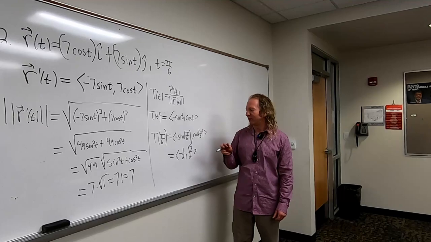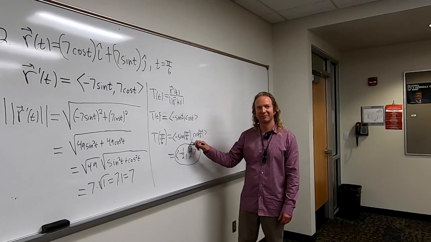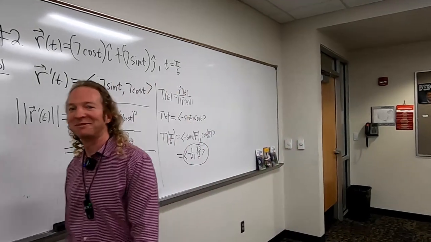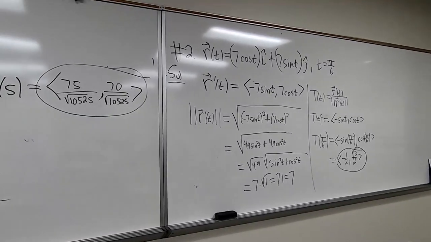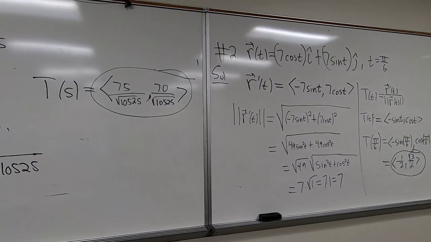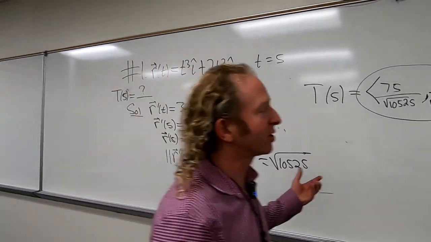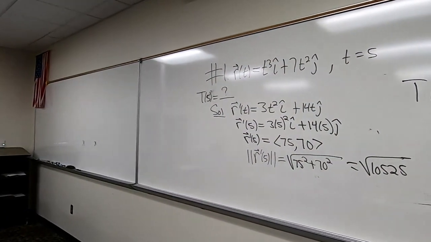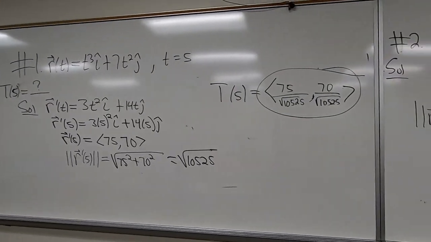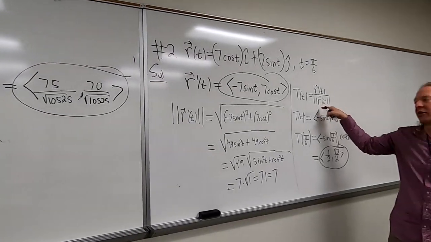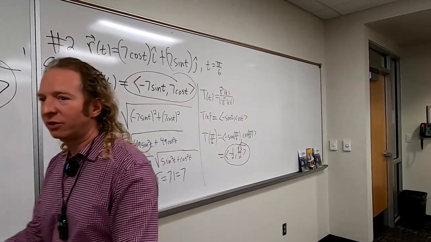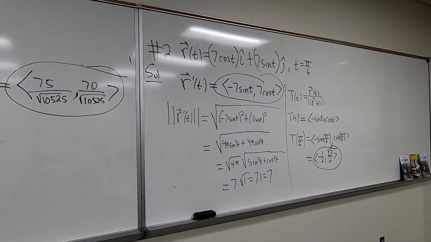And that would be it. That would be the answer. I should have erased as soon as I saw the look on your face. So what happened to the magnitude? Oh, good question. So basically we took this and we divided it by 7, because the magnitude is 7. You see it? Yeah, good. Good question.